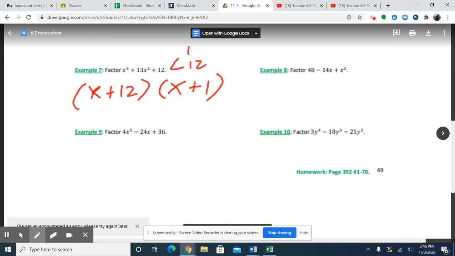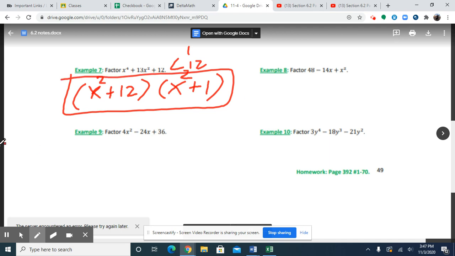Now to be able to get that x to the 4th, we're going to have to multiply the x and the x together. So what we're going to do is add an x squared to each of these. When you multiply x squared times x squared, we end up with x to the 4th power. So that is our factored version.